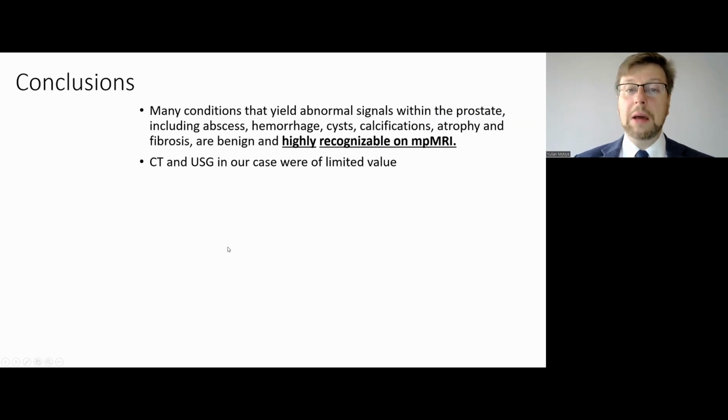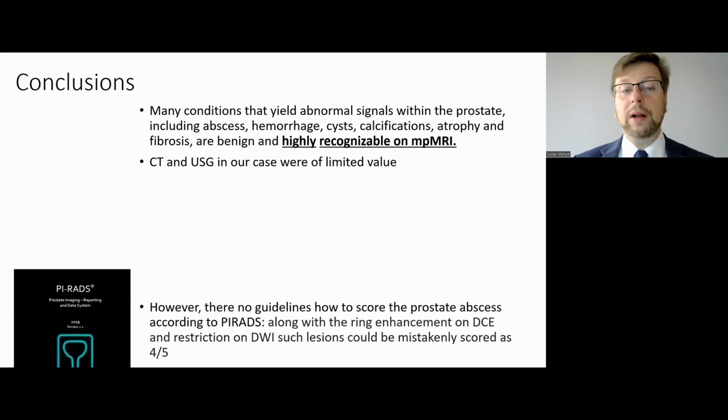So to conclude, many conditions may yield abnormal signals within the prostate, including abscess, hemorrhage, cyst, calcification, atrophy, and fibrosis, that are benign and highly recognizable on MRI. But in our case, we saw that CT and USG were of limited value.